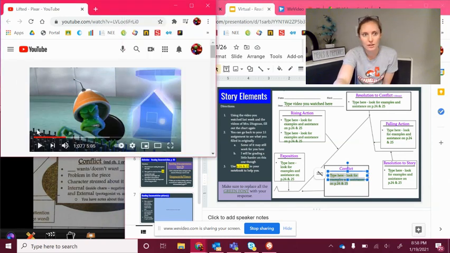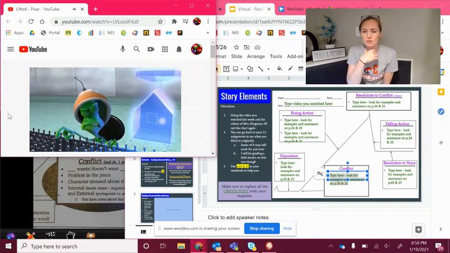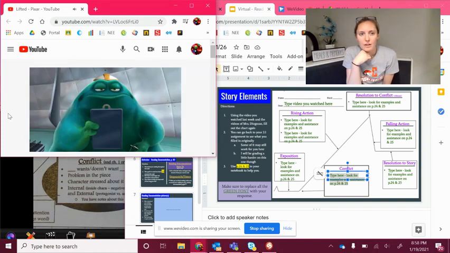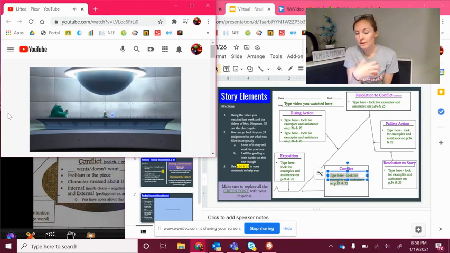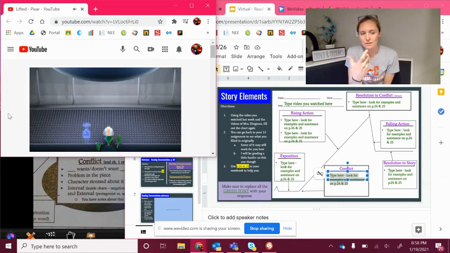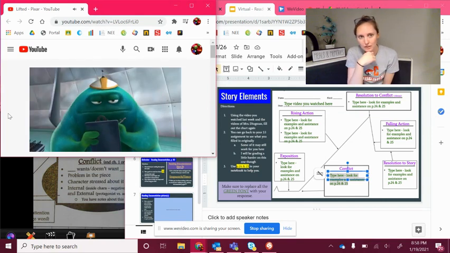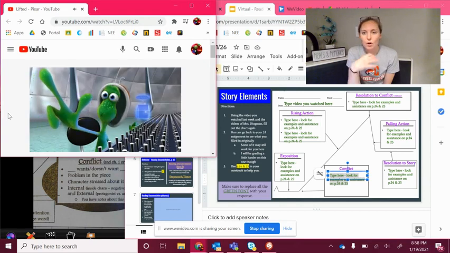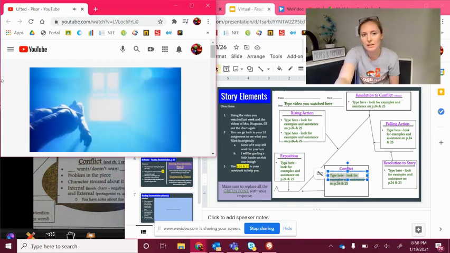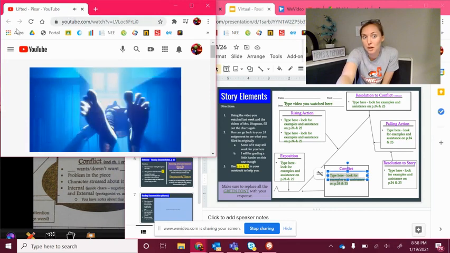All right, and then after the conflict, we get into the rising action. The rising action are all the things that take place after this, trying to solve that conflict. So the fact that this bigger alien is sitting here doing those kinds of things, he keeps trying, he keeps writing on the clipboard. These are all types of rising action that are leading him to hopefully solving the problem.